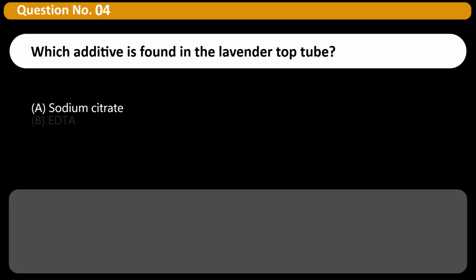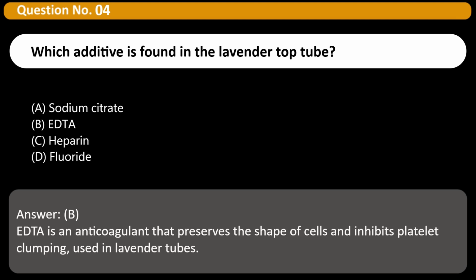Which additive is found in the lavender top tube? A. Sodium citrate. B. EDTA. C. Heparin. D. Fluoride. Answer: B. EDTA is an anticoagulant that preserves the shape of cells and inhibits platelet clumping, used in lavender tubes.